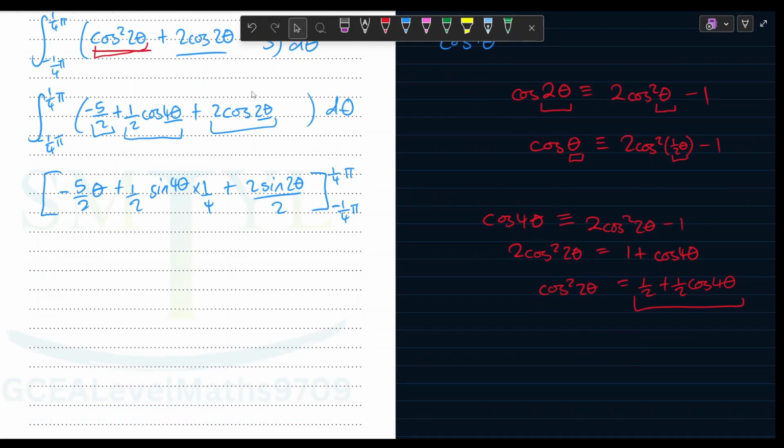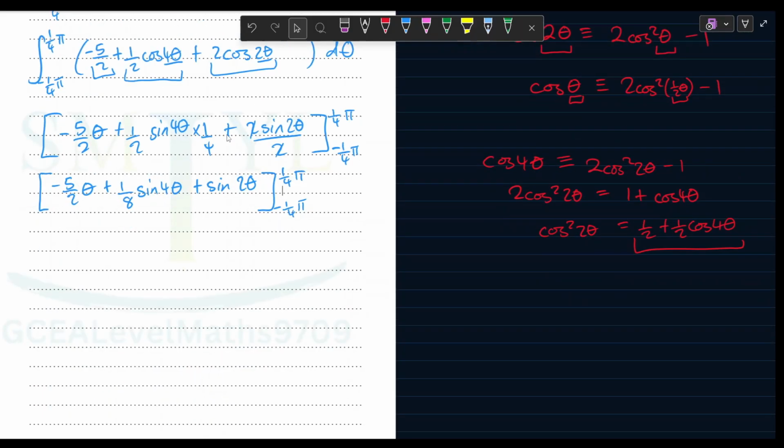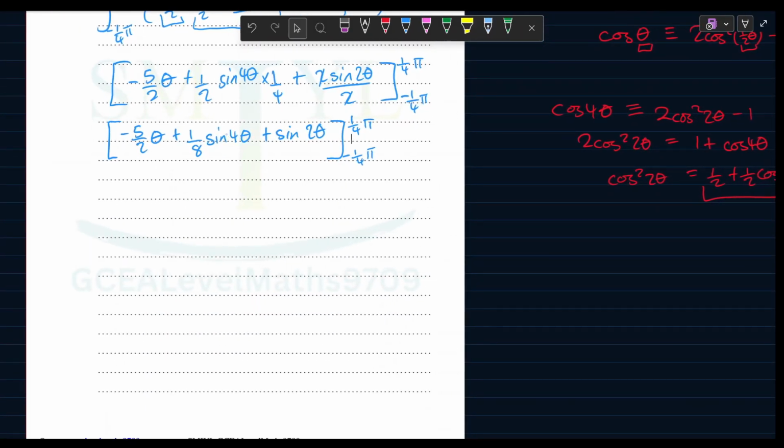Let's simplify our result. So this is negative 5 over 2 theta. Then we've got plus 1 over 8 sine 4 theta. And then the 2's here would cancel out. So it's plus sine 2 theta. And we're going from negative a quarter pi to a quarter pi. And we can go ahead and substitute in our limits.